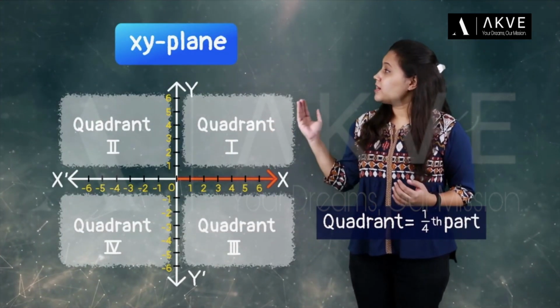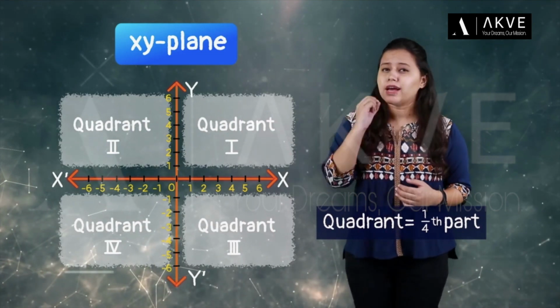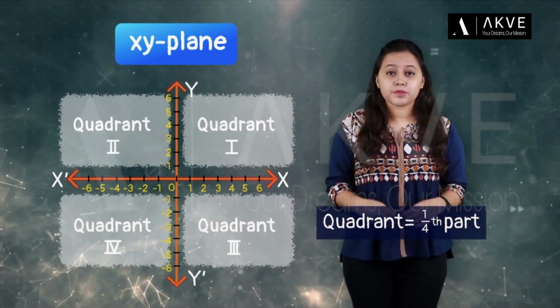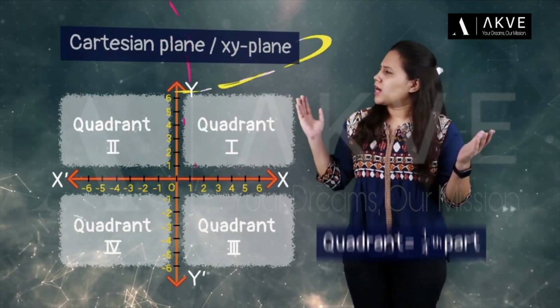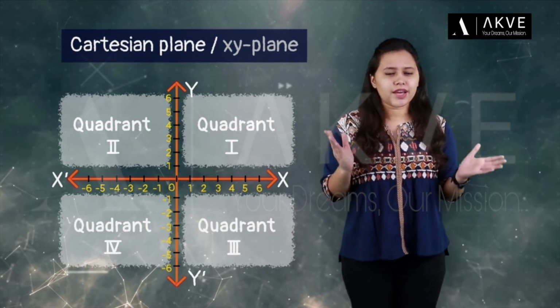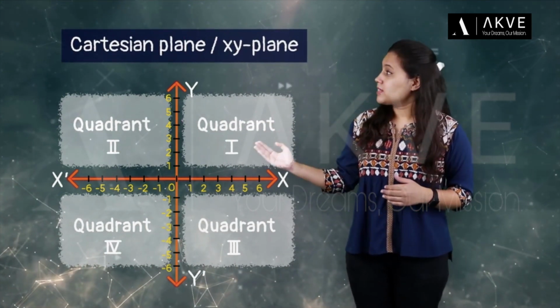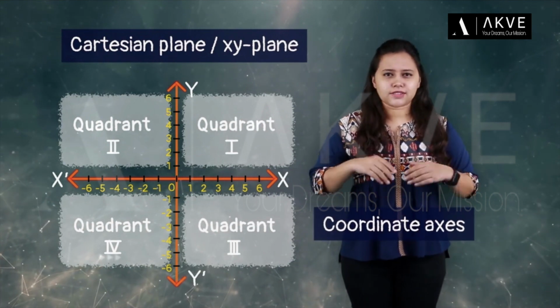So, the plane consists of the axes and these quadrants. We call the plane the Cartesian plane or the xy plane. The axes are called the coordinate axes. So guys, this was all for today. In the upcoming video, we will learn about the Cartesian plane in detail.